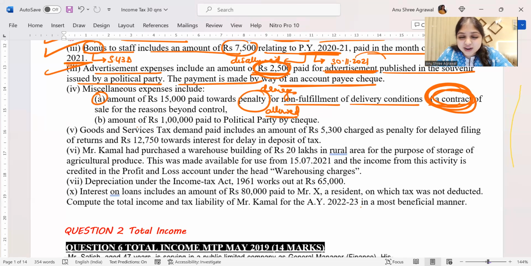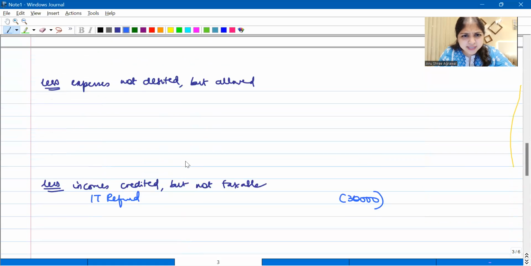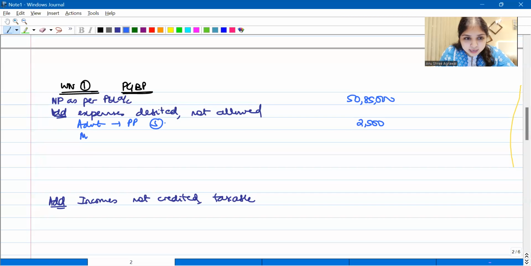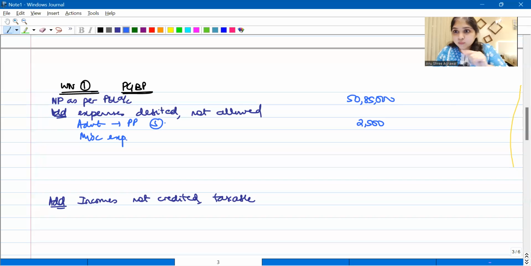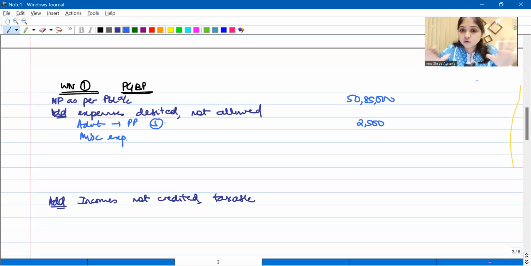Then the amount of 1 lakh paid to a political party by cheque. Miscellaneous expenses include 1 lakh paid to a political party by cheque. First of all, in PGBP, what will I do? In PGBP, I will disallow it, because it is a political contribution. Don't worry about the classroom notes where you see me doing all this working. This PDF, in which all the questions are there, will be sent to you after class. For now, just focus.